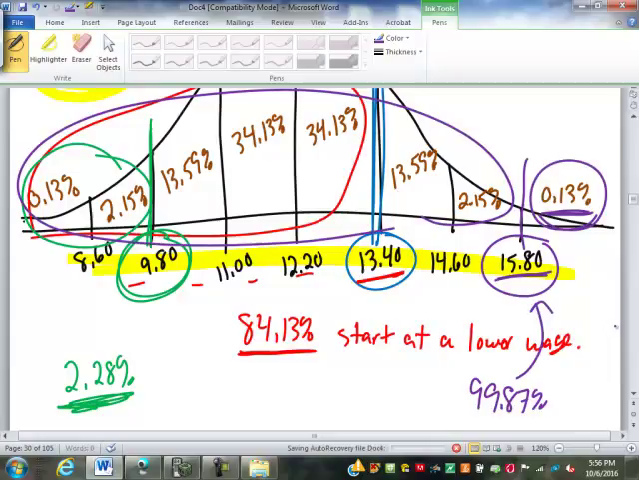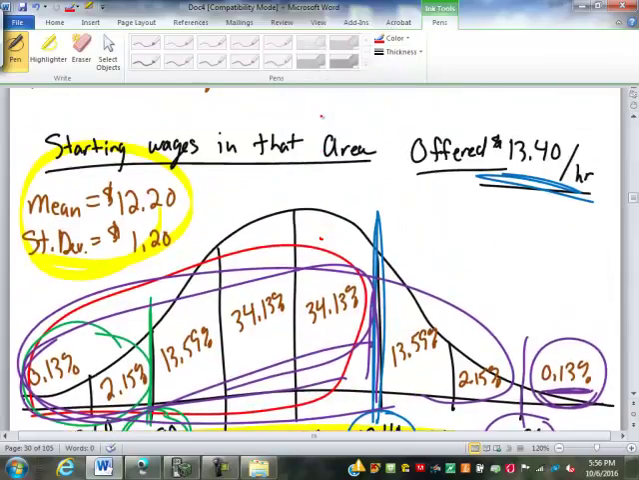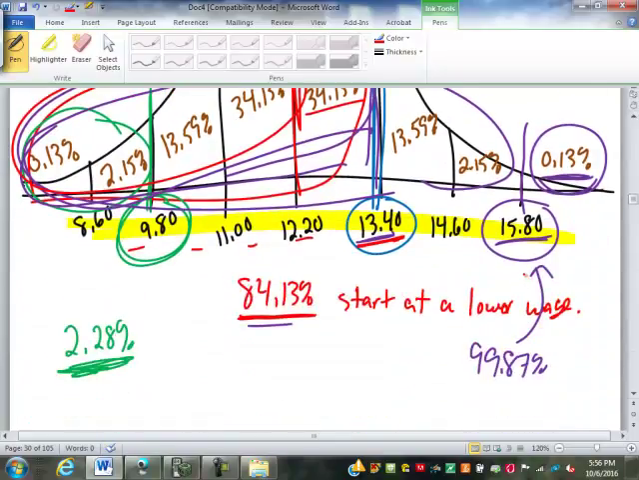Does that all make sense? The 84.13. This is where we're at right here, so we're adding up all the percents that are smaller than it. The way I did it so quickly is, since this is symmetrical, this is the middle. I know these have to add up to 50%. That's half. So I just did 50 plus the 34.13 to make it quicker. Same with this 99.87%. I didn't actually add up all of these percents. I just know that the whole thing's 100, so I took 100 minus 0.13.